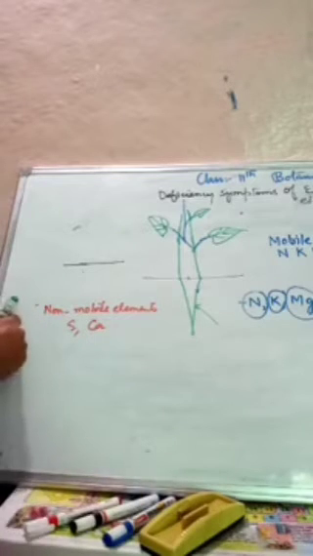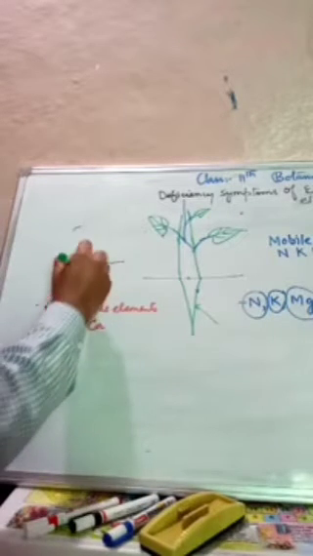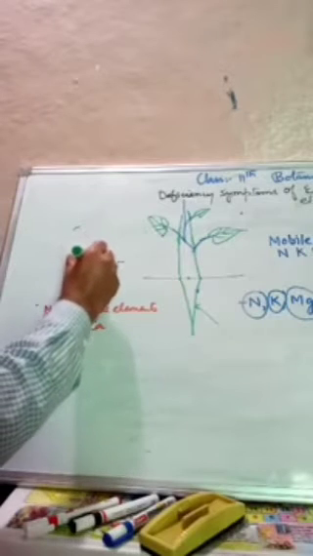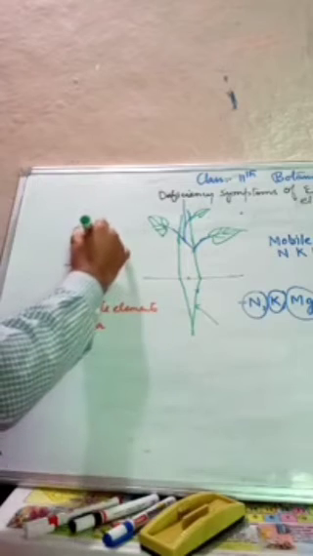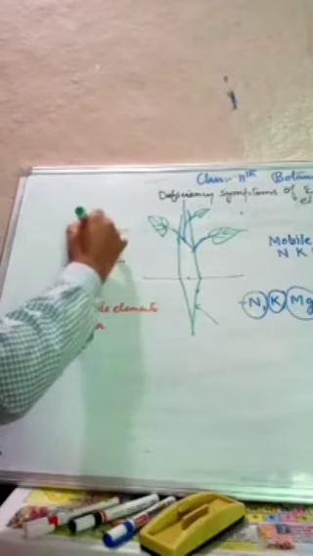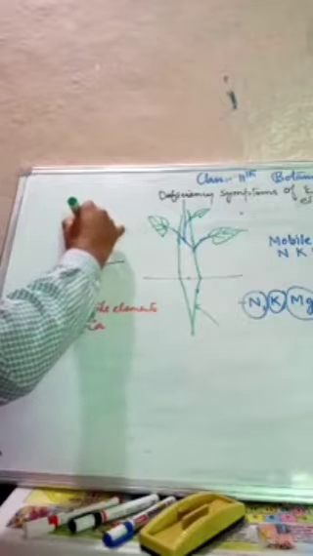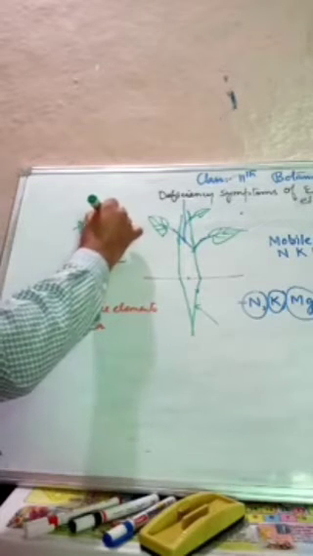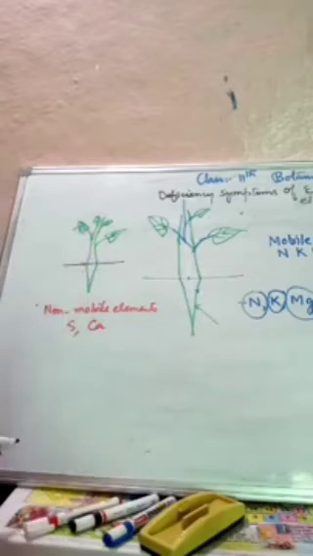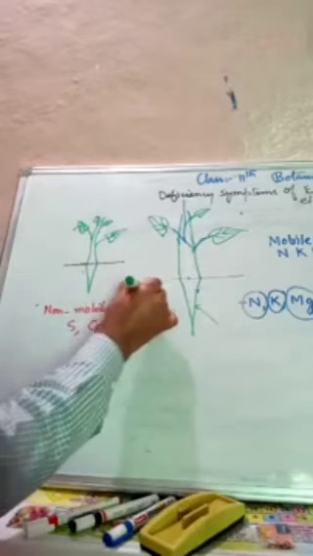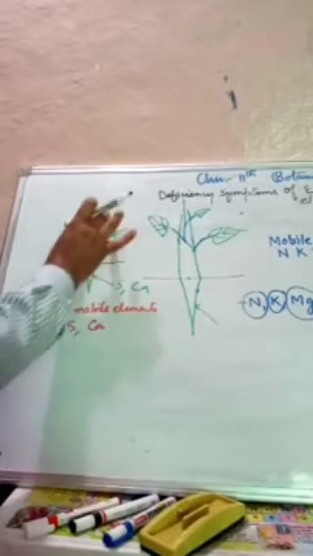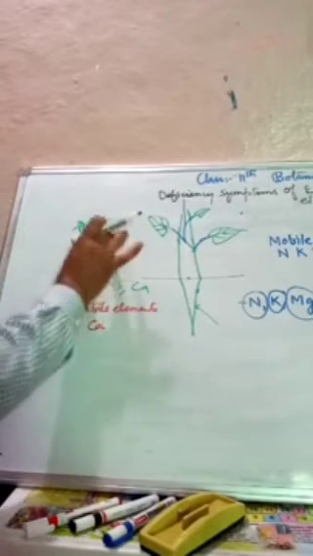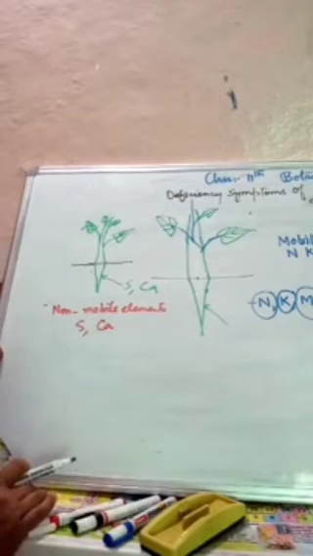This is the soil layer. This is what we call the underground part. Then the plant is the upper ground part. These are the leaves. Now here these are the older leaves, etc. Sulfur and calcium are found there. As long as there is a continuous supply of sulfur and calcium to the plant, we do not see any deficiency in the plant.